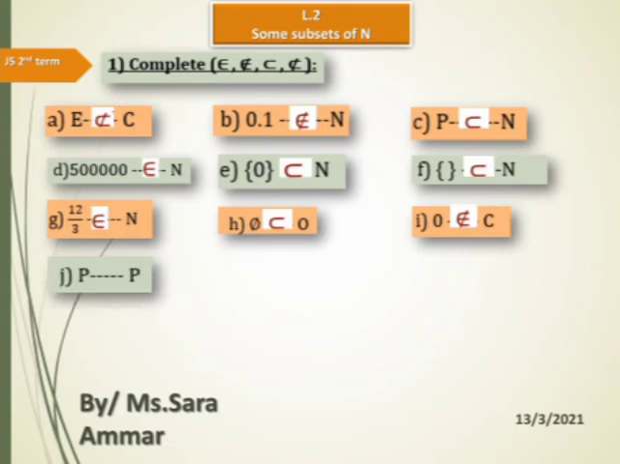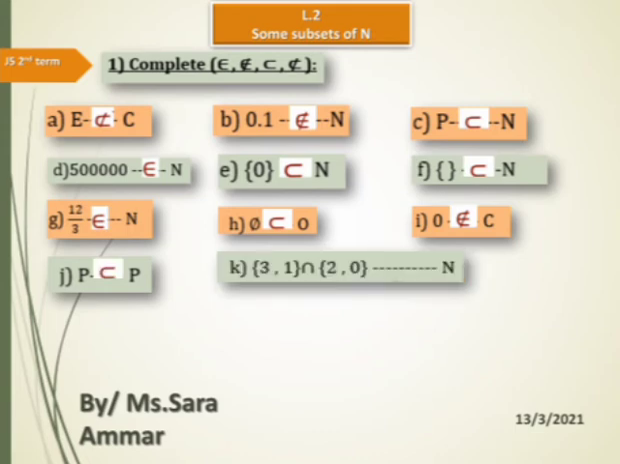Now any set is a subset of itself, so prime is a subset of prime. In this question here, before we solve the dots, you need to solve the intersection. And as we said many times, intersection means common elements. What is common between these two sets? Nothing. And nothing means phi. And as you know, phi is a subset of any set.